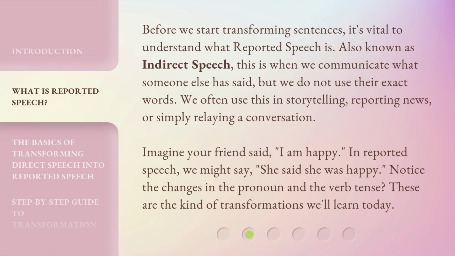Before we start transforming sentences, it's vital to understand what reported speech is, also known as indirect speech. This is when we communicate what someone else has said, but we do not use their exact words. We often use this in storytelling, reporting news, or simply relaying a conversation. Imagine your friend said, "I am happy." In reported speech, we might say, "She said she was happy." Notice the changes in the pronoun and the verb tense? These are the kind of transformations we'll learn today.